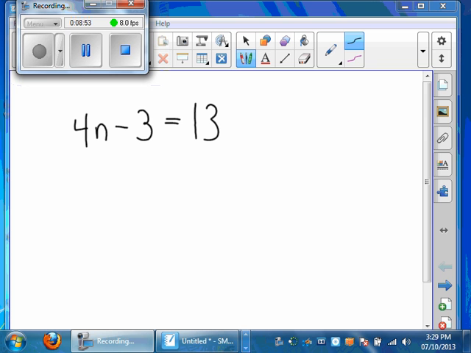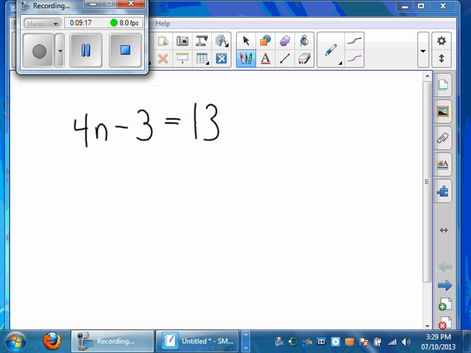All right, let's look at one last basic equation here. And we're not going to get into too much depth with this stuff this year, but I just wanted to give you a real brief introduction to it so that it won't be totally foreign to you when you get to high school next year. All right, so we got it here, 4n minus 3 equals 13. So let's go back through and figure out how to calculate this.